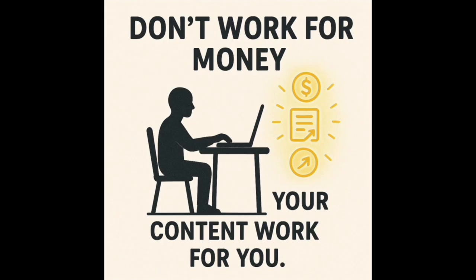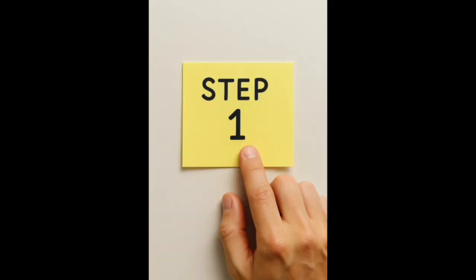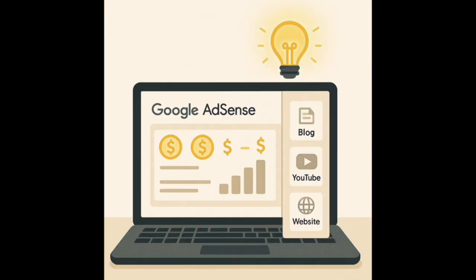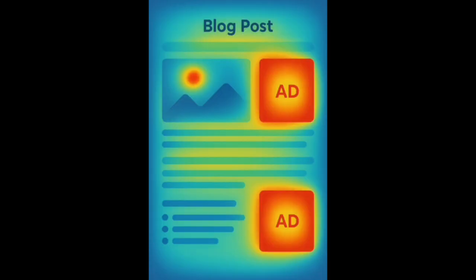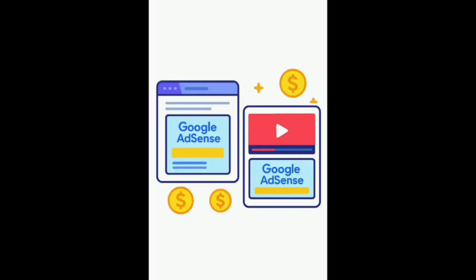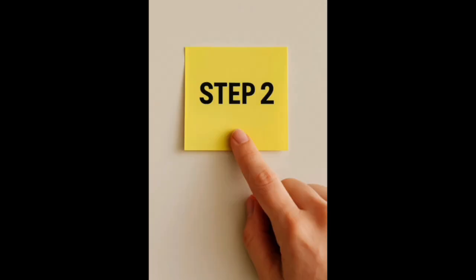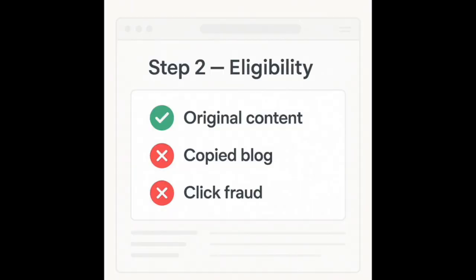Don't work for money. Make your content work for you. Adapted from Robert Kiyosaki. Step 1. Understand what Google AdSense actually is. AdSense is Google's advertising platform that pays you for showing ads on your content, whether that's on a blog, YouTube, or niche website. Step 2. Know if you're eligible. You will need original content, decent traffic, and to follow AdSense policies. No copied content, shady backlinks, or click fraud.